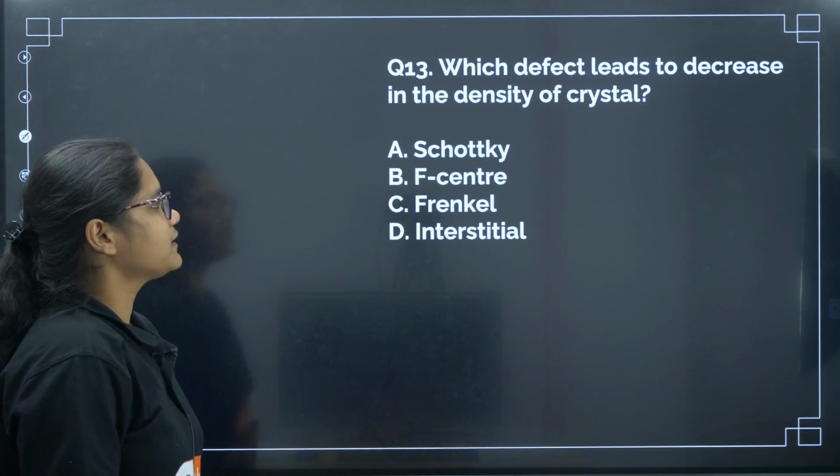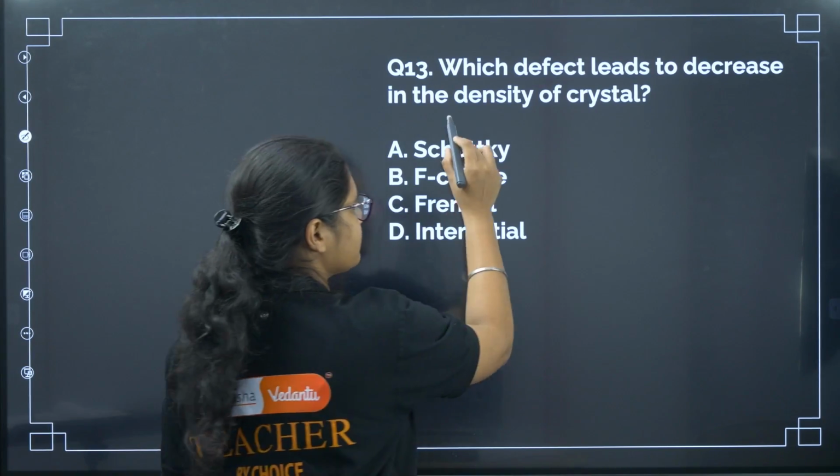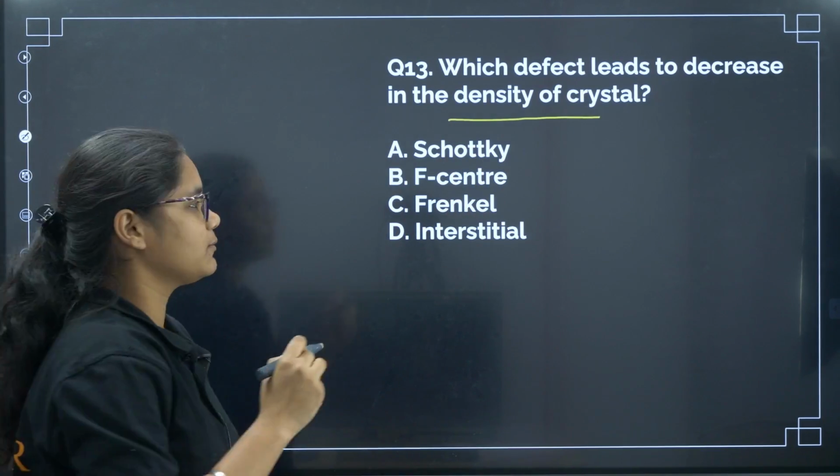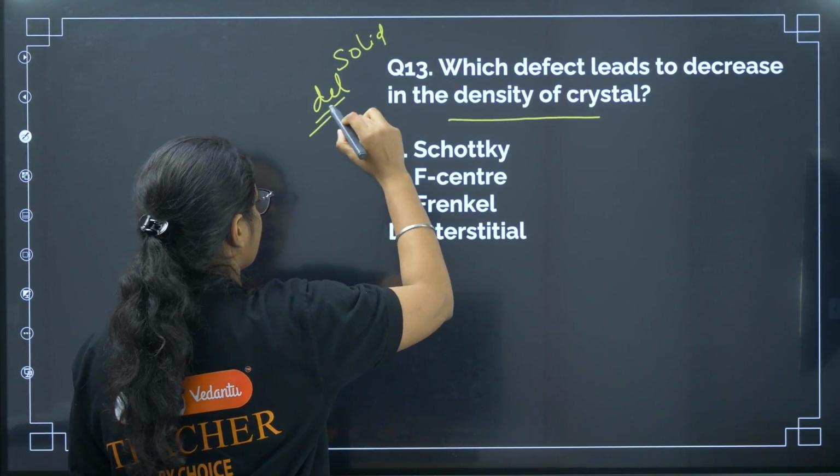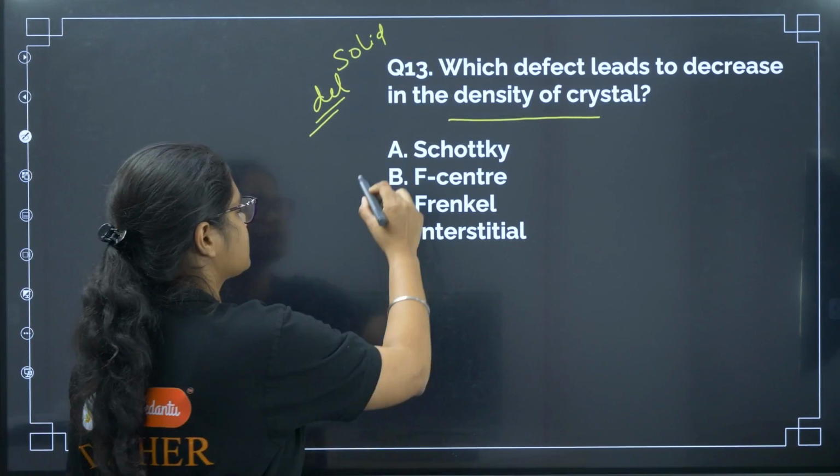Next question, which defects leads to decrease in the density of the crystal? So this question is from your solids chapter, which is in the deleted portions, right? So the correct answer for this question is your Schottky defect.